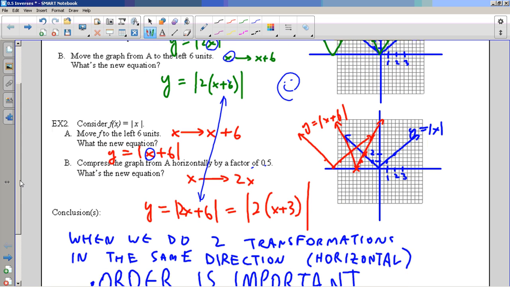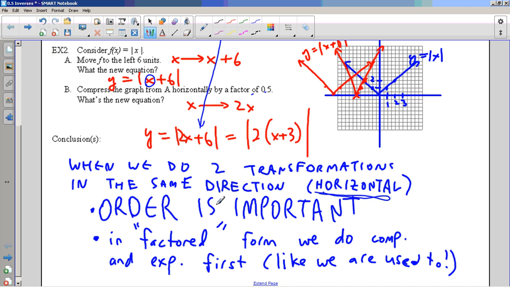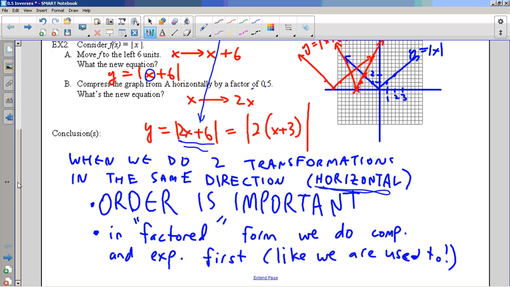So there's the conclusion right here. When we do 2 transformations in the same direction, especially horizontally, that's the important part, in the direction of x, order is important. So in factored form, we do compressions and expansions first, like we are used to. So if we see this, we have to factor out the 2, or we have to worry about the order. We're used to doing the compressions and expansions first.